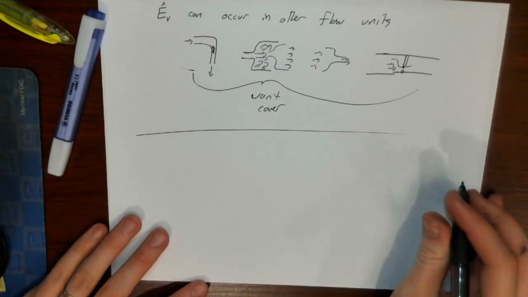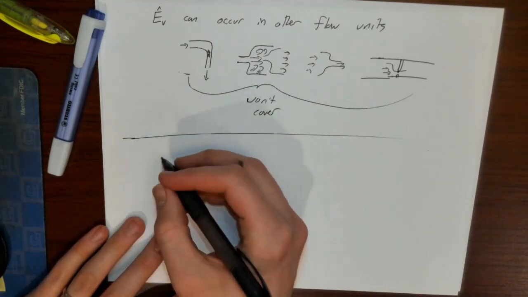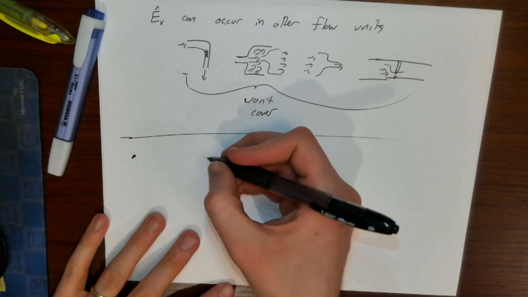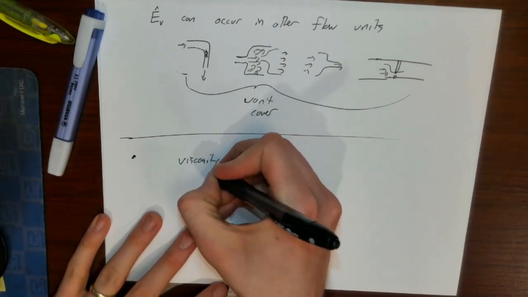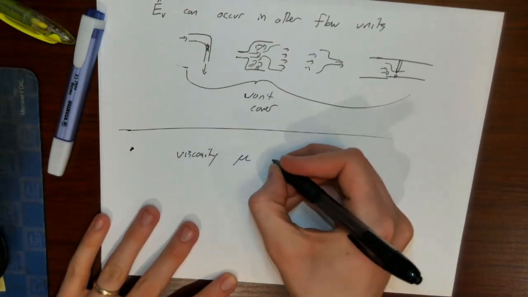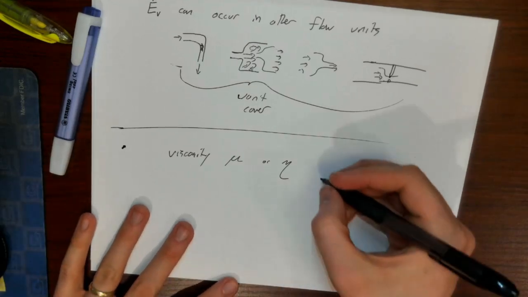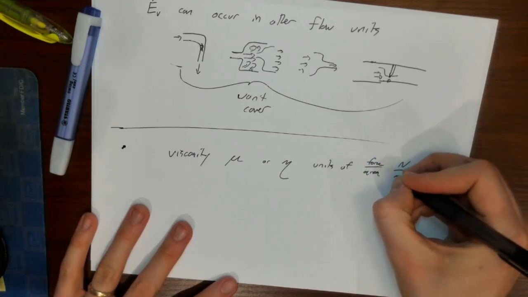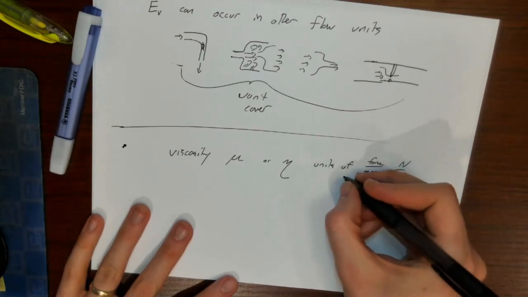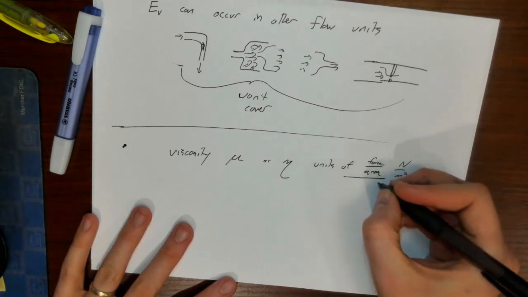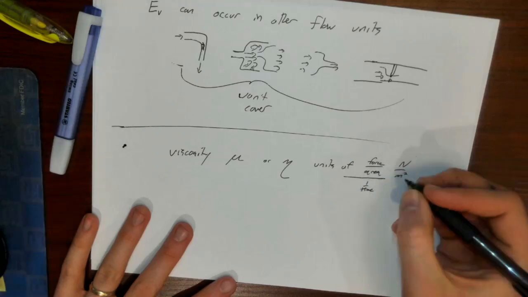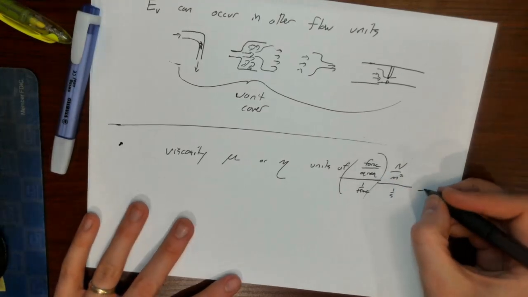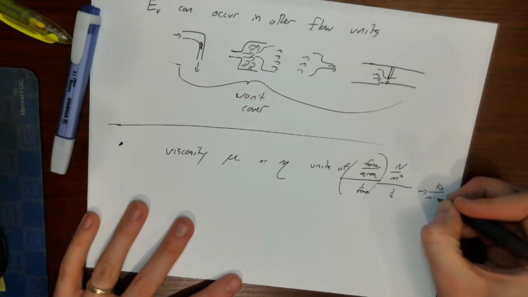And then finally, one last note is you might encounter two different types or terminologies for viscosity. What we've just called viscosity up to this point in the class is mu, or eta if you go back to the very beginning of the class, and this has units of force per area per velocity gradient, which is essentially per 1 over time. So it has units of force per area per 1 over time, or newtons per meter squared per 1 over second, which basically translates to kilograms per meter second.